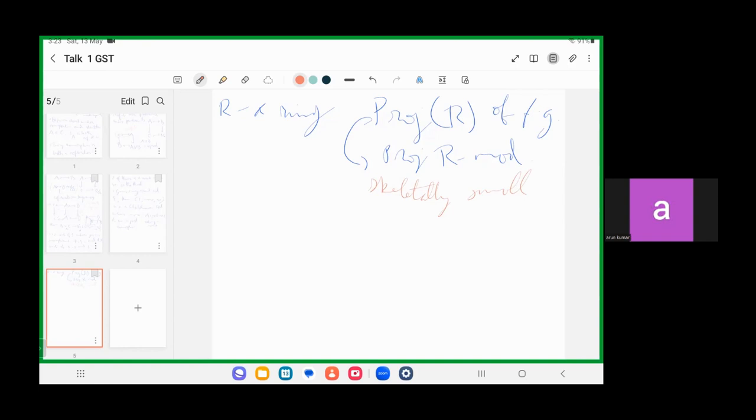So here you can take the cofibrations to be maps f from P to P prime such that f is an inclusion and P prime mod P, the quotient, is also projective. So cofibrations here are inclusions P to P prime such that P prime by P is also projective.